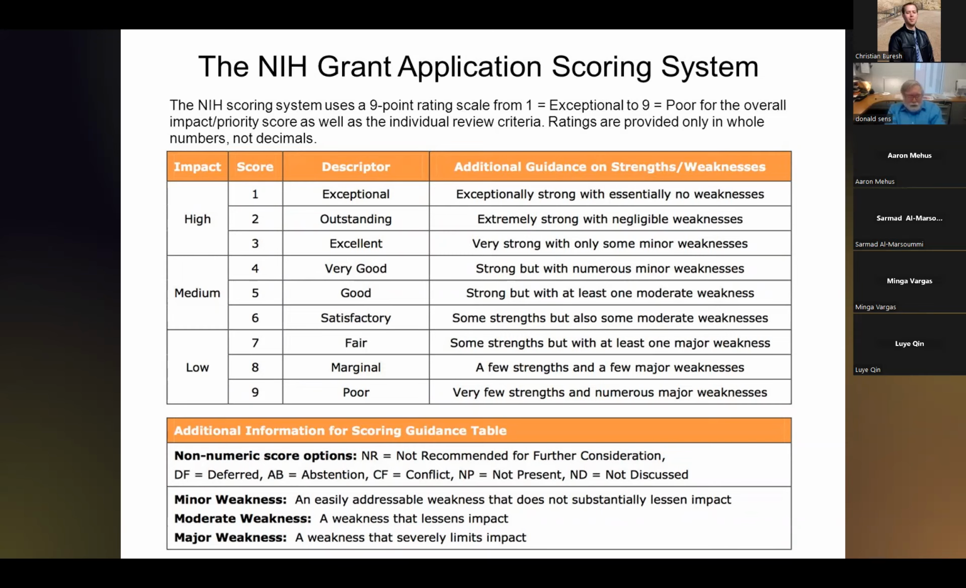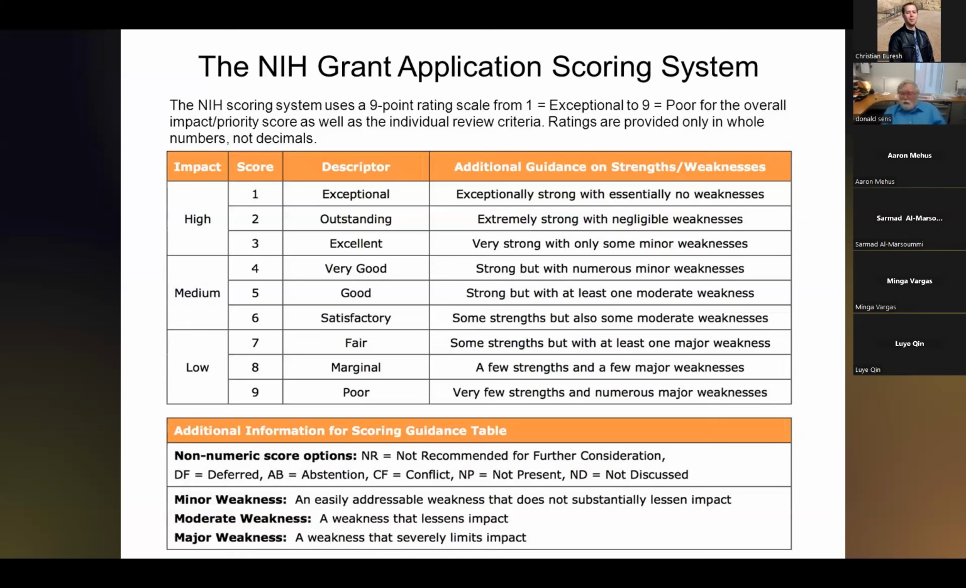Now, a minor weakness is defined by the NIH, and we're briefed on this before we review your grant, as an easily addressable weakness that does not substantially lessen impact. That minor weakness definition pretty much keeps everything in that 1, 2, or 3 area. Minor weaknesses should not really lower your grant into 4s, 5s, and 6s unless you have a lot of them. A moderate weakness is one that lessens impact, and a major weakness severely limits impact.